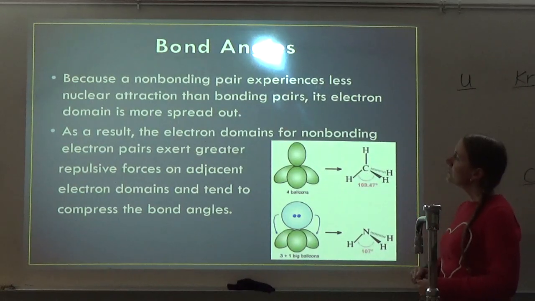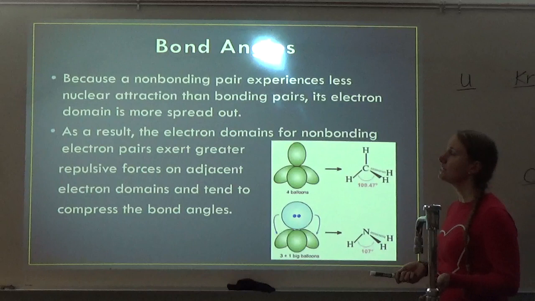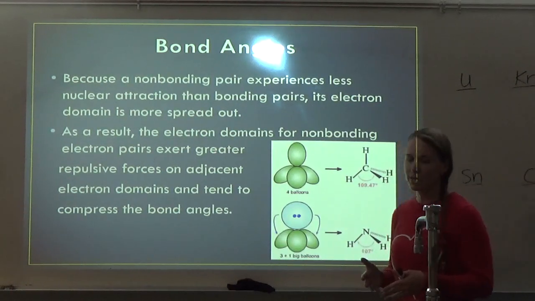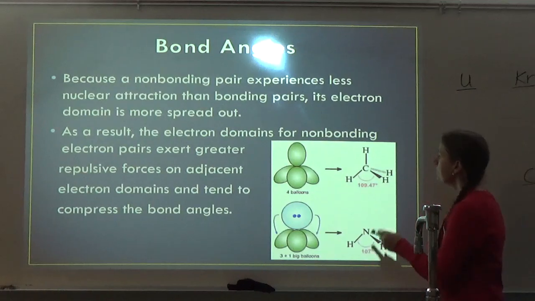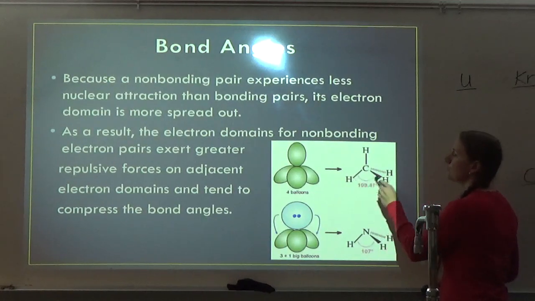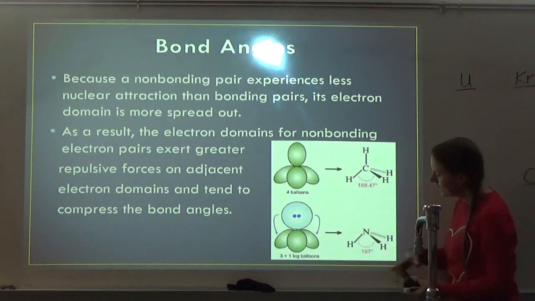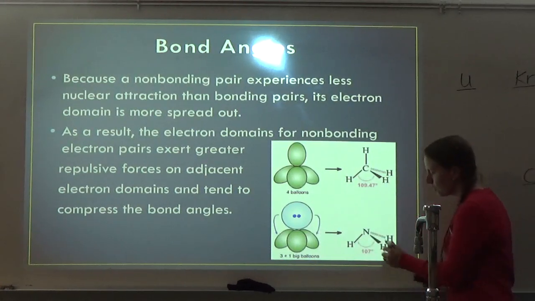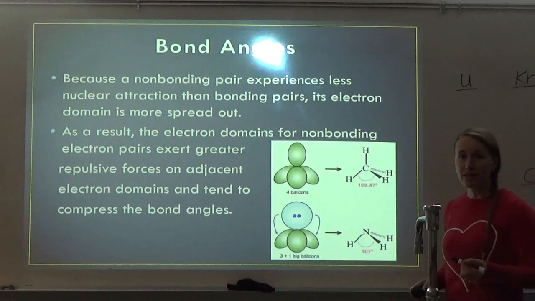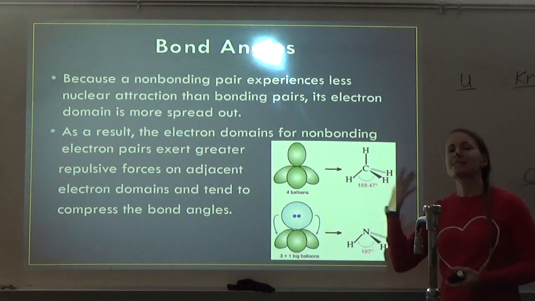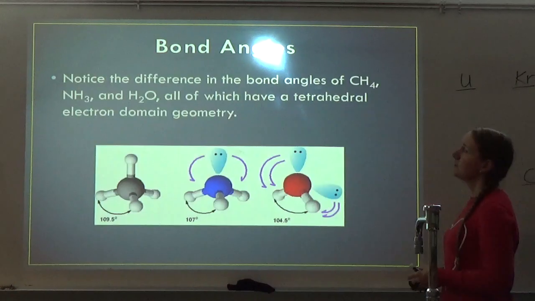So as a result, the electron domains for non-bonding pairs exert greater repulsive forces on adjacent electron domains and tend to compress the bond angles. Okay, so normally the tetrahedral bond angle is about 109.5, but once you have a lone pair, it kind of squeezes those together a little bit, and now it's only 107. Now, they don't usually expect you to memorize what it would be, but if they ask, you might just want to say it's less than 109.5.